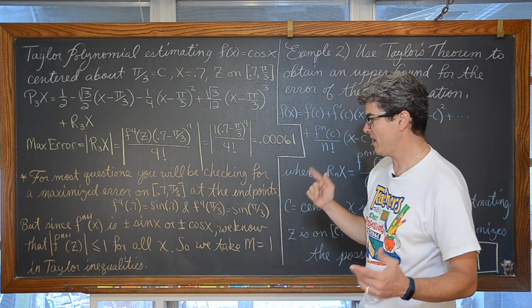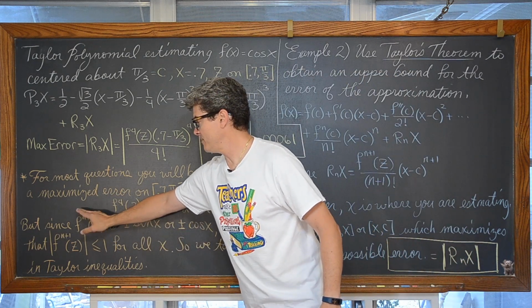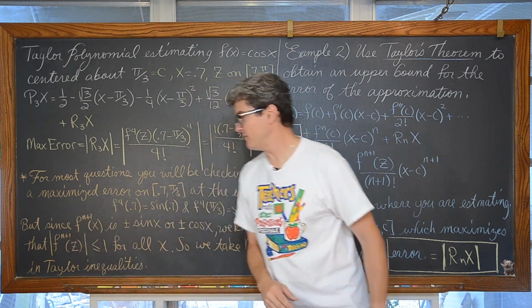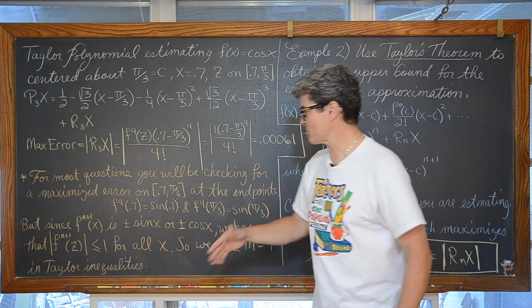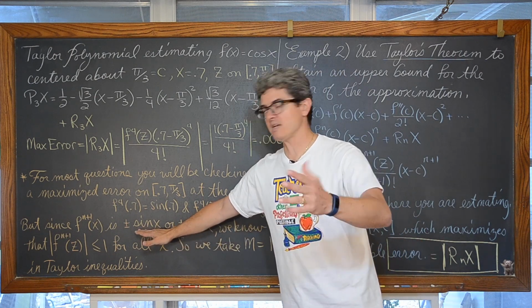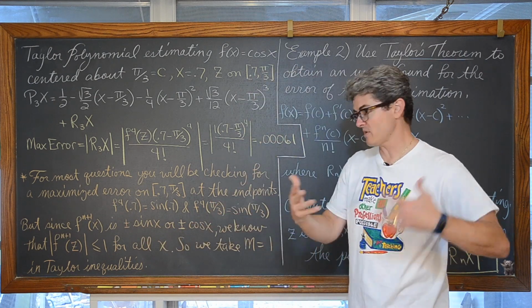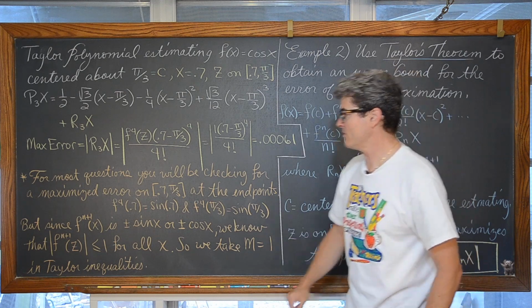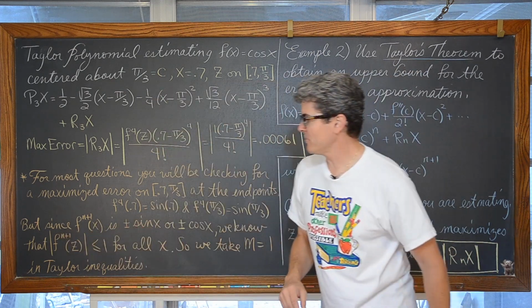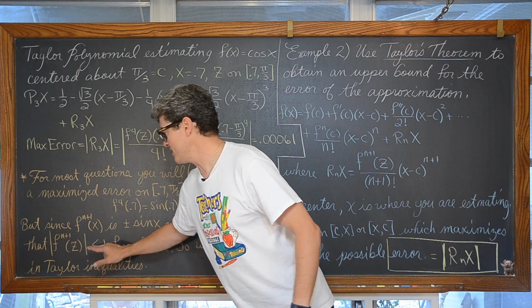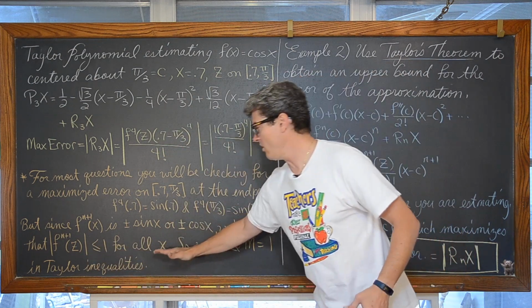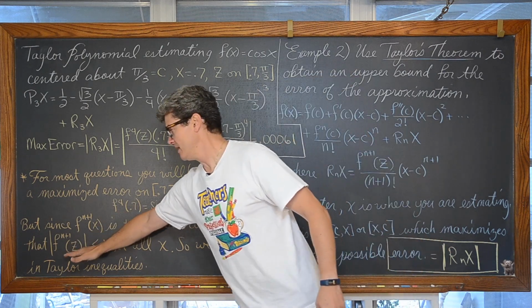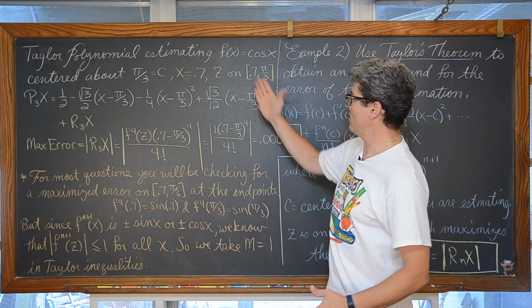So for most questions you'll be checking for the maximized error on that closed interval, the endpoints. But since the n plus 1 derivative of f of x, and you saw in the first pages of us starting this problem, those derivatives alternated between a positive negative sine and positive negative cosine. You saw that in our example. So we know that the absolute value of the n plus 1 derivative of z is guaranteed to be less than or equal to 1. It's basically out of convenience for all x, and the z is just an x, if you will, on that closed interval.